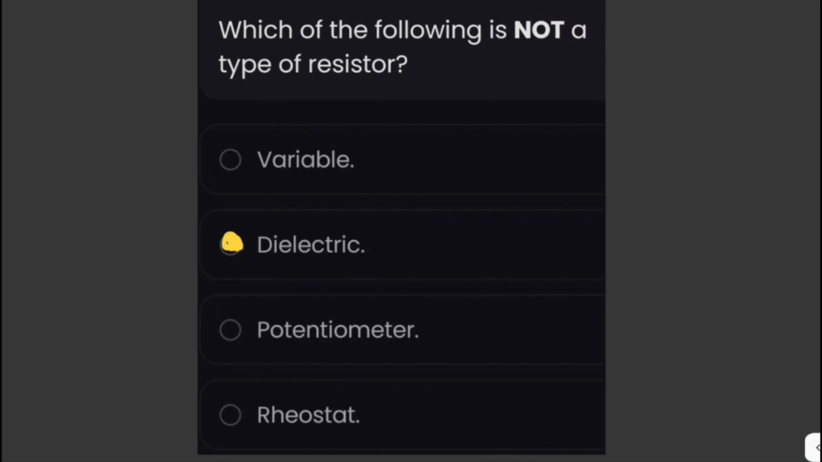A potentiometer is a three-terminal resistor with a sliding contact. As I have mentioned earlier, a rheostat is a two-terminal variable resistor. And a variable resistor is any resistor that allows you to change the amount of resistance. Potentiometers and rheostats are both types of variable resistors. Among the choices here, dielectric is the only one that isn't a type of resistor because this one is an insulator.